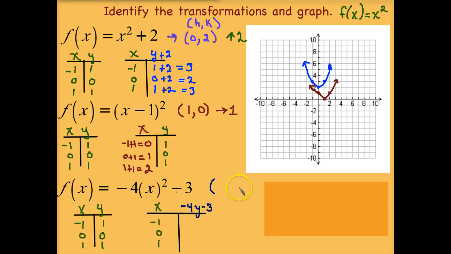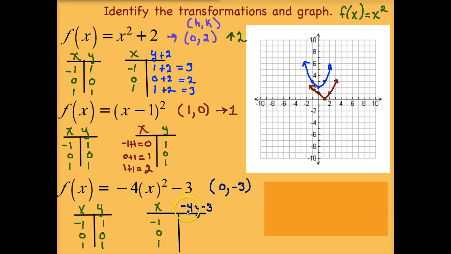We don't have any adjustments to the h, so that's going to be at 0, and then we shift down 3. So we know that our vertex will be at 0, negative 3. Let's go ahead and think about our transformations. Well, we have a negative out front, so that's a negative y. Anytime you have a negative y, that means you're going to reflect over the x-axis. And when you reflect over the x-axis, you're really multiplying y by that negative.